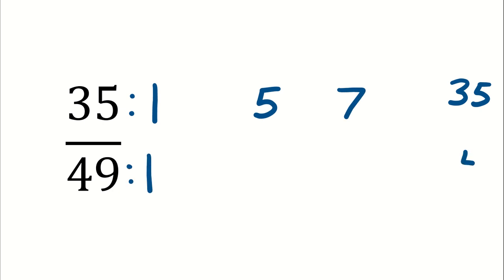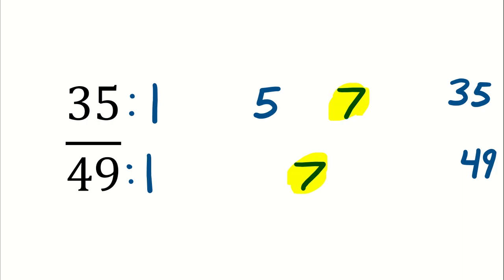1 times 49 is 49. 2 won't go into 49. 3 won't go into 49. 4, 5, 6, 7 will, though. 7 goes into 49 because 7 times 7 is 49. And, of course, the biggest number that is on both lists is, in fact, 7.